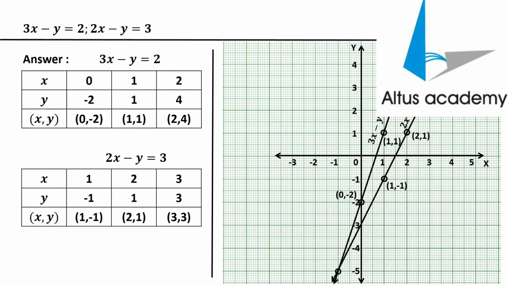Now these two lines intersect at a point which is in the third quadrant, whose x coordinate is minus 1 and y coordinate is minus 5. So the answer for this question is x equal to minus 1 and y is equal to minus 5.